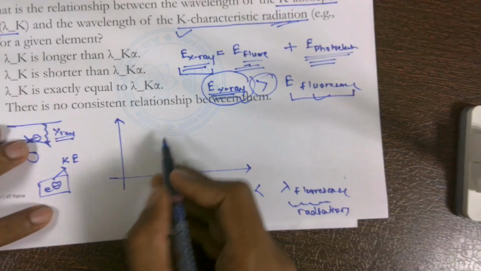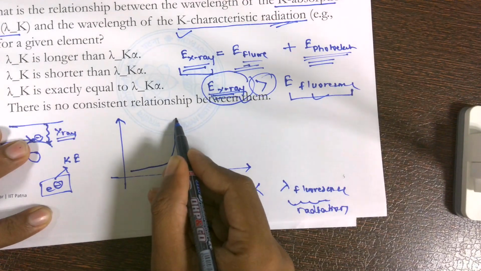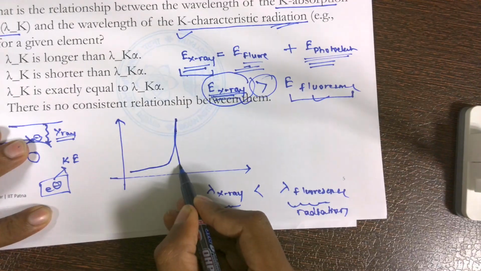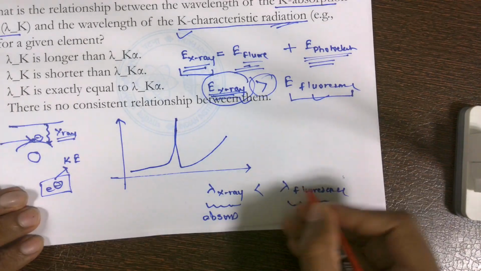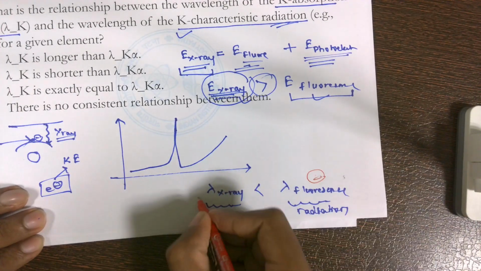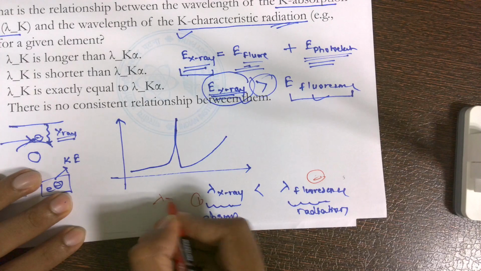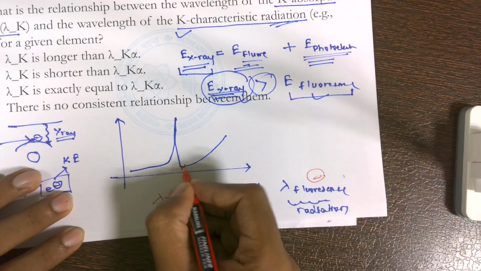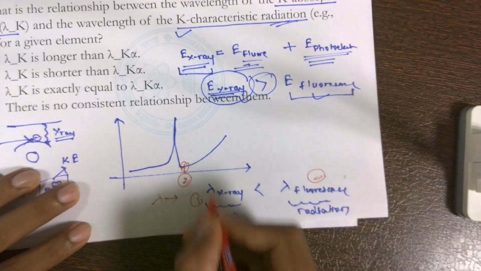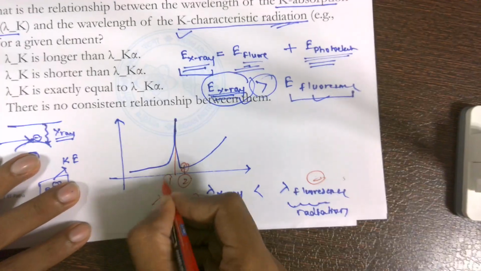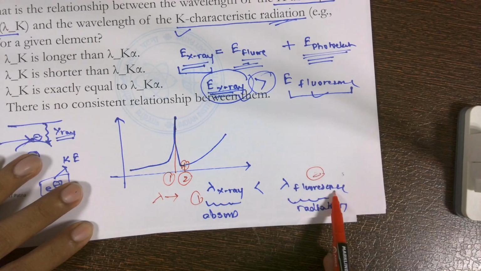So when I am drawing this particular thing, the first one, and let's say the second wavelength is higher. On the x-axis we are putting the wavelength, so it will correspond somewhere over here, the second point, while the K absorption edge will be somewhere over here, right?